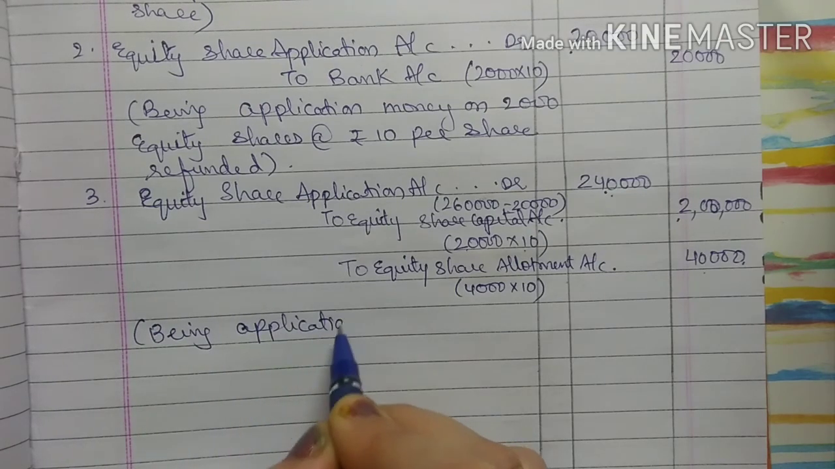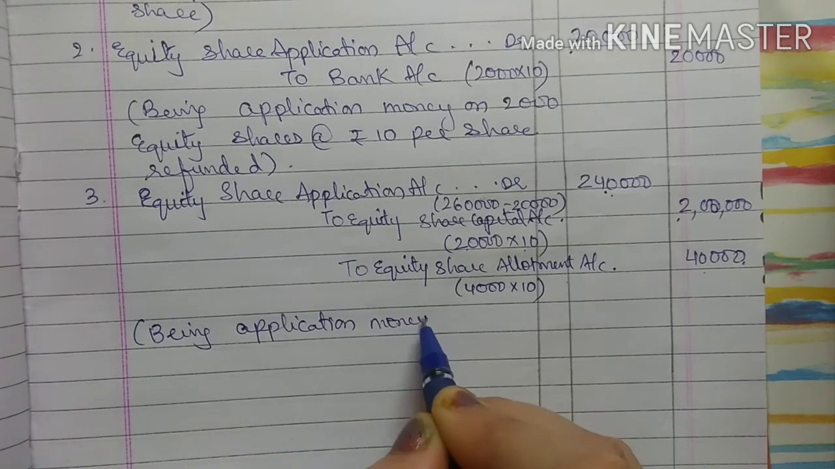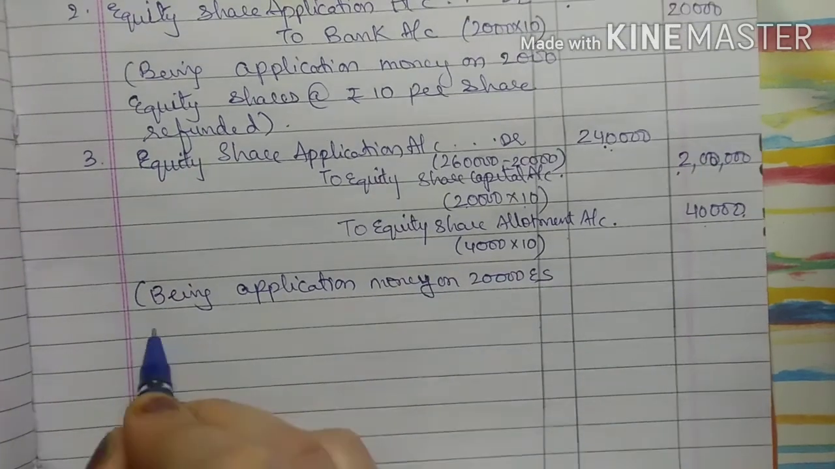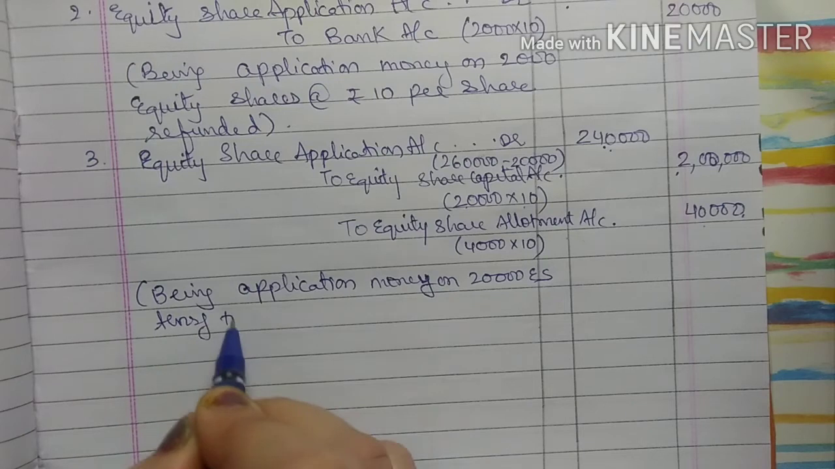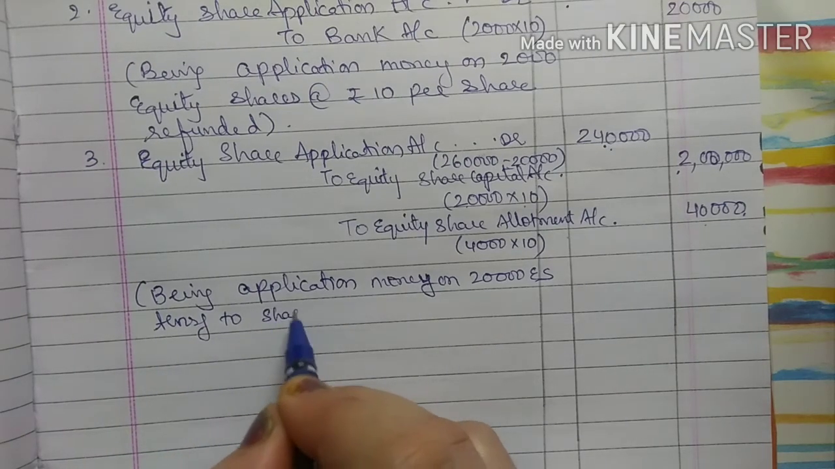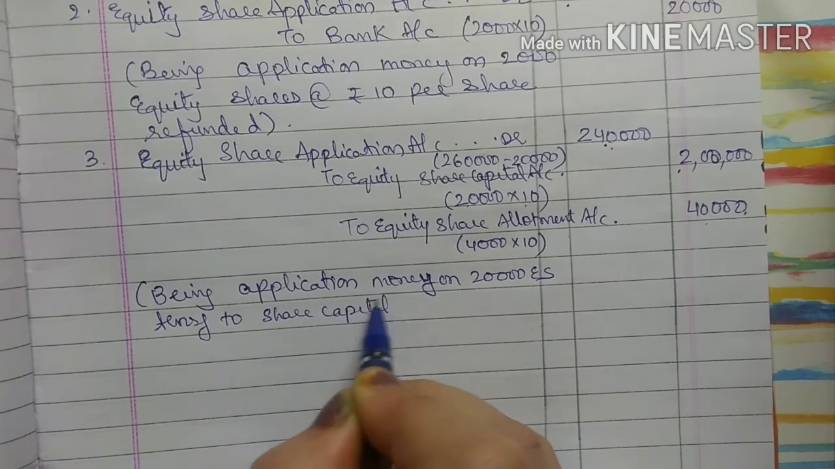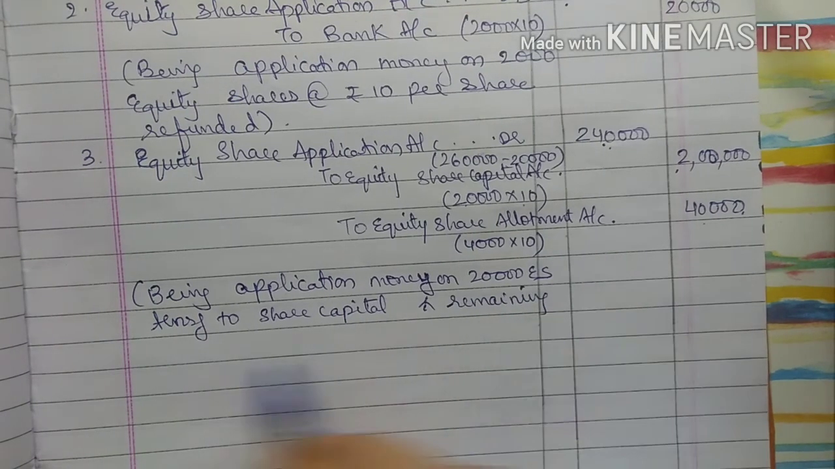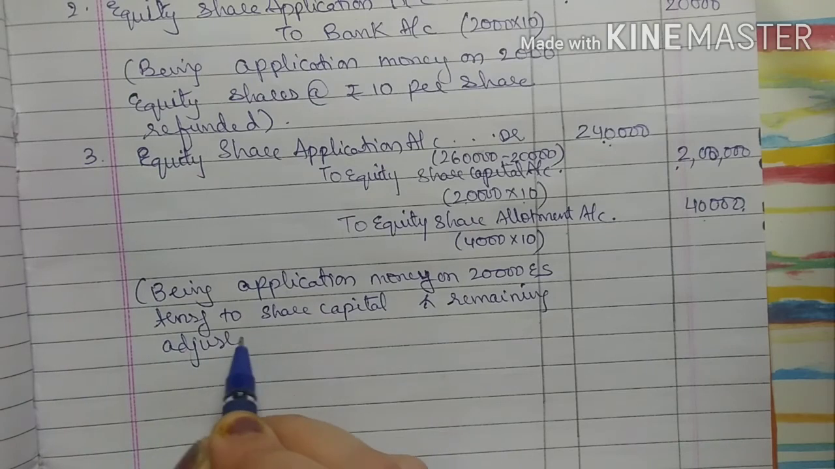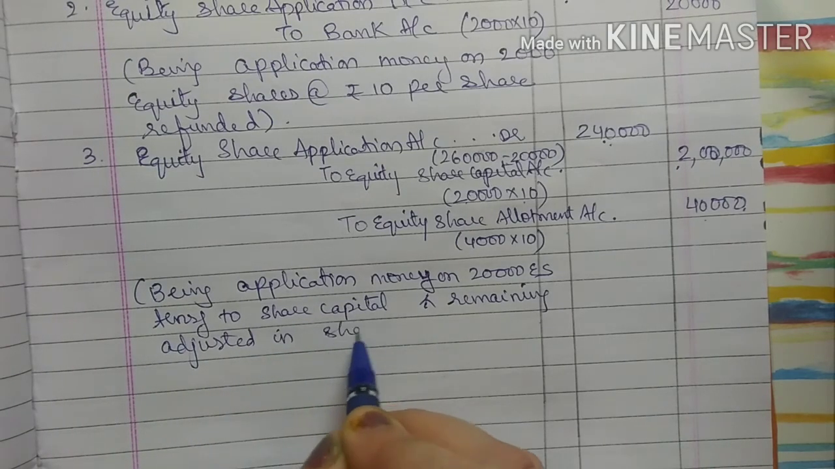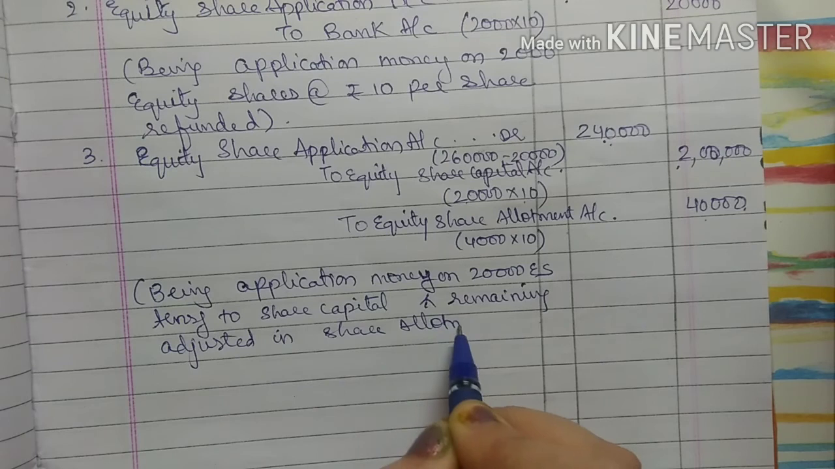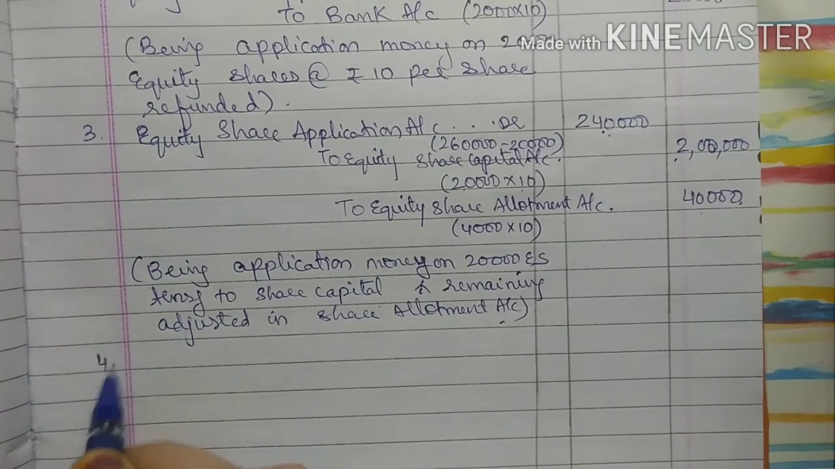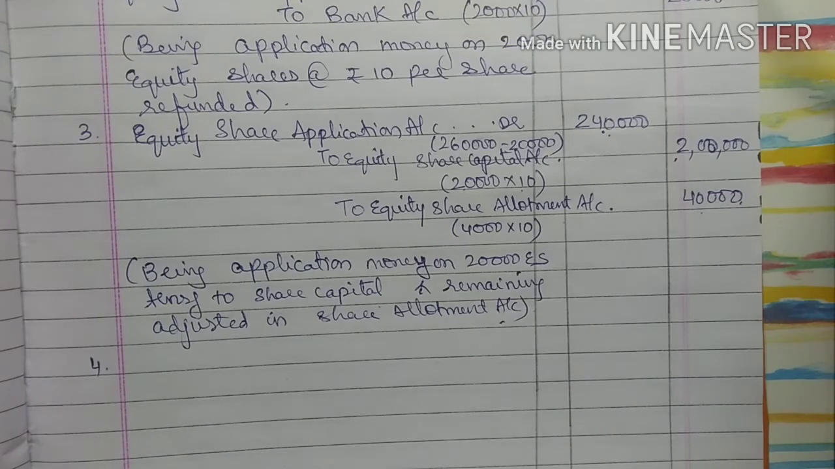So now the narration will be application money on 20,000 equity shares transferred to share capital and remaining adjusted in share allotment account. Okay, now the next entry will be for the second stage, and which stage is that?